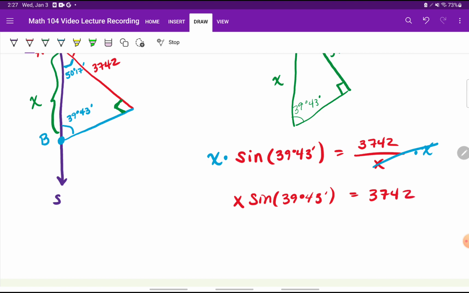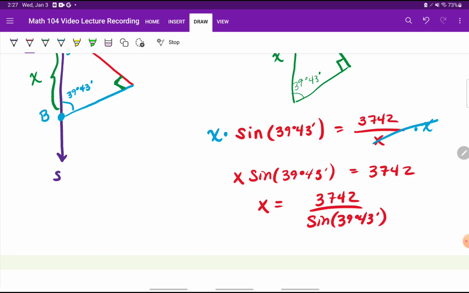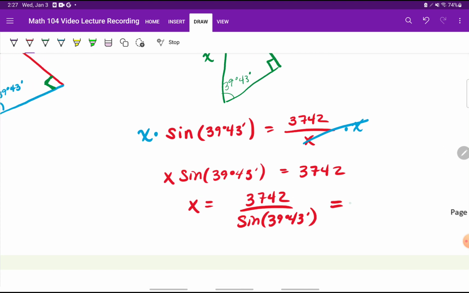Continuing to isolate x, we'll divide by that sine amount. We get x equals 3,742 divided by sine of 39 degrees 43 minutes. And then into our calculator it goes. We're rounding to the nearest hundredth. We get x to be equal to 5,856.10, and our unit is meters.